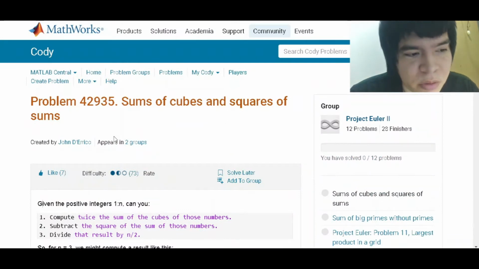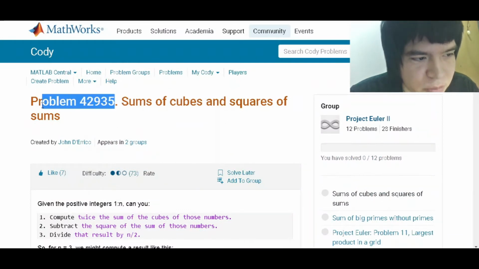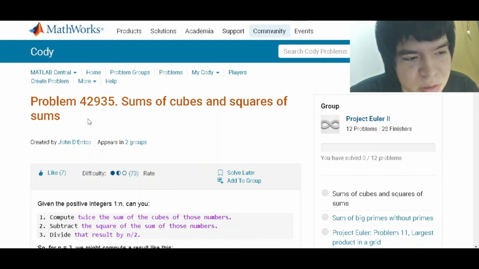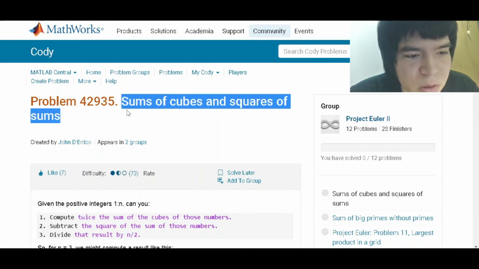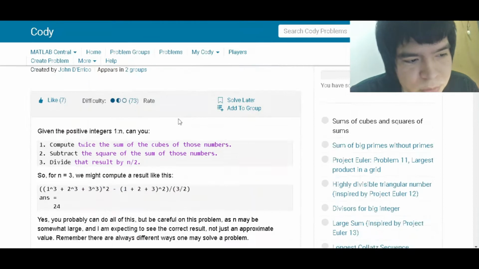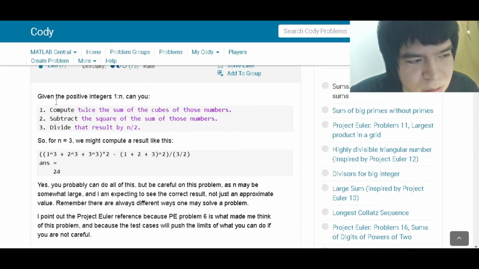Well, right now we're gonna try this problem. It's just a random problem that I just decided to attack. It's called sums of cubes and squares of sums. So let's see the statement.